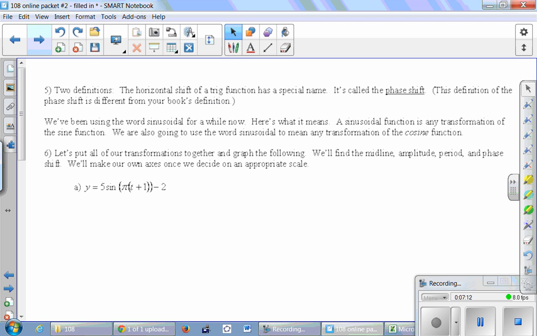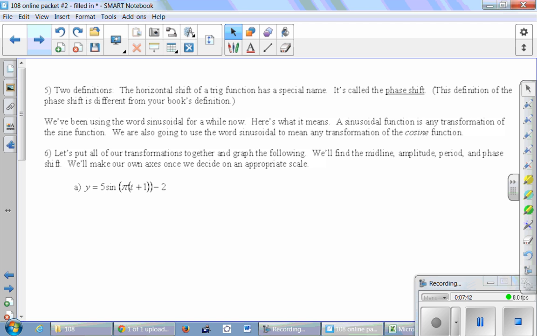Number 5, 2 definitions. The horizontal shift of a trig function has a special name. It's called the phase shift. This definition of the phase shift is different from your book's definition. We've been using the word sinusoidal for a while now. Here's what it means. A sinusoidal function is any transformation of the sine function. We're also going to use the word sinusoidal to mean any transformation of the cosine function. So just because you see written down sinusoidal function doesn't mean that you have to use sine. You could just as well use cosine for our class.